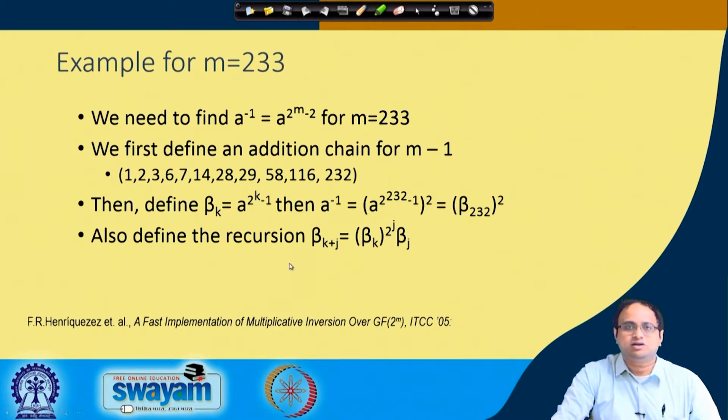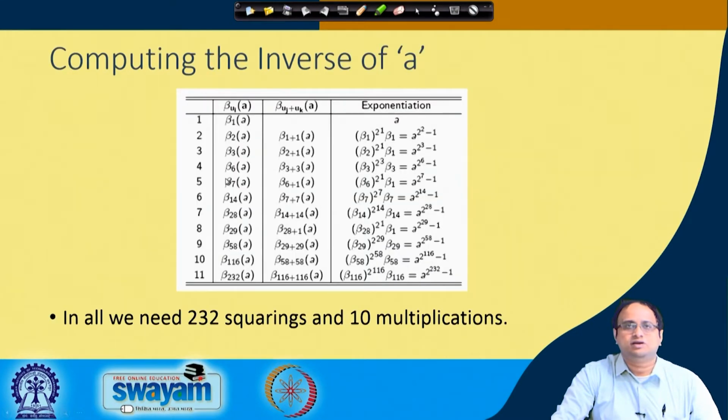Okay. So, let us try to see step by step how we can calculate these beta values to arrive at beta 232 and then finally get the inverse. Okay. So, what we do here is a corresponding tabular representation of how we can do that. So, we start with beta 1 a, which is a. So, we start with a and then we calculate beta 2 a.